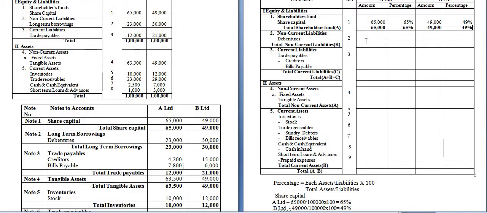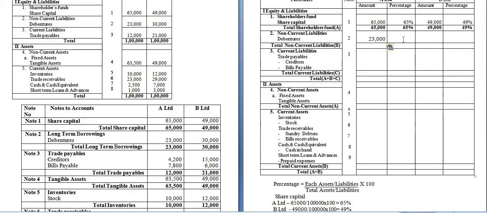Okay. Next one is non-current liabilities. Now check the details of non-current liabilities. In note number 2, they have given the details of non-current liabilities. In non-current liabilities, we have only one item, that is debentures. Okay. Only one item we have, that is debentures. The amount of debentures of A Limited is 23,000. Here also the same amount is there. You can check 23,000. So write here amount 23,000.